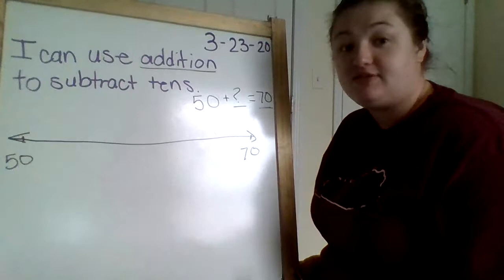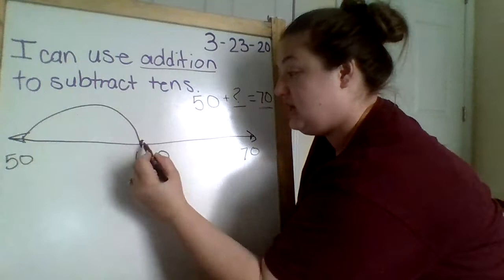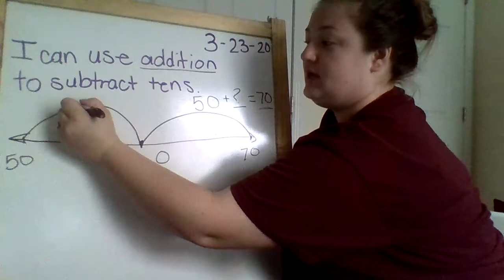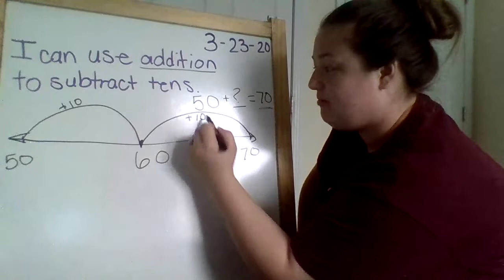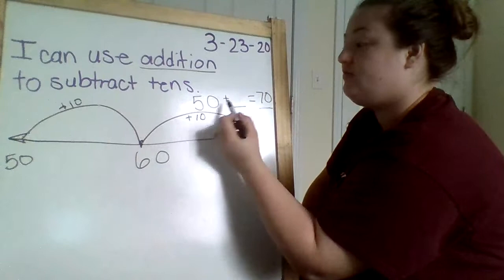If I jump by tens, the next 10 after 50 would be 60, and if I jump again after 60, I would be at 70. So then you have to think about this jump, this big jump was not jumping by one, it was jumping 10. And this big jump wasn't jumping by one, it was jumping by 10. So 50 plus 10, 20 got me to 70. So to solve our problem, 50 plus 20 equals 70.